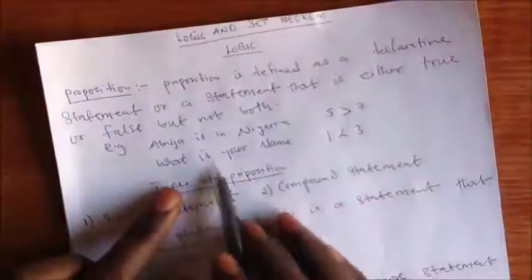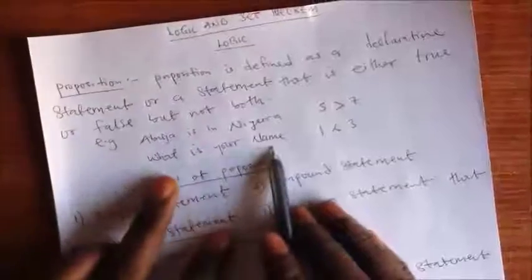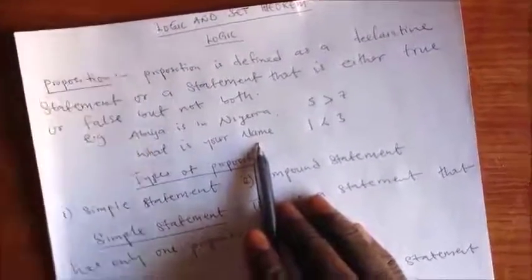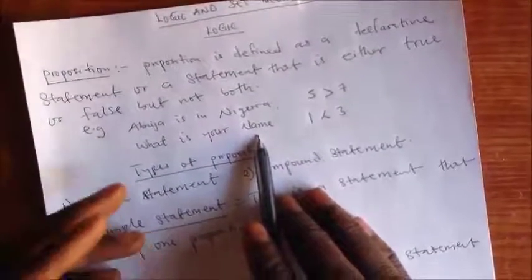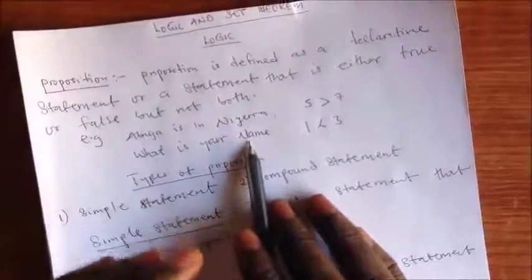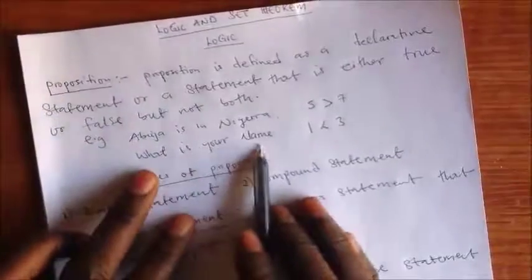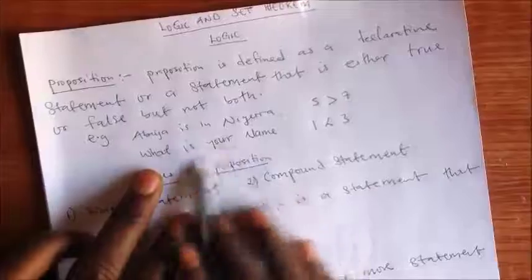Then you look at this: what is your name? This one is not a proposition. Why? Because if you ask what is my name, maybe my name is Moses, I can decide to tell you my name is Musa. So the answer may contradict the actual name. So this one is not a proposition because it contains both. It can be true or false at this junction.